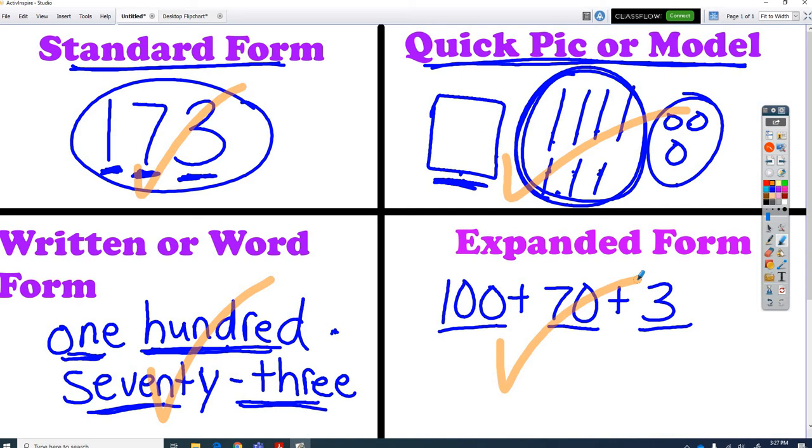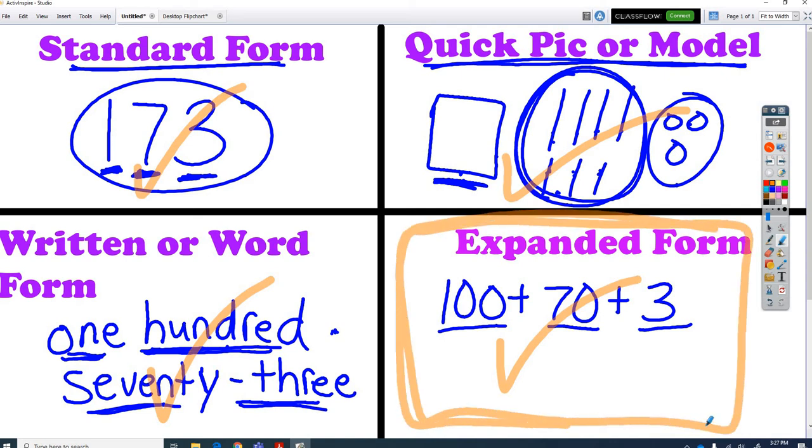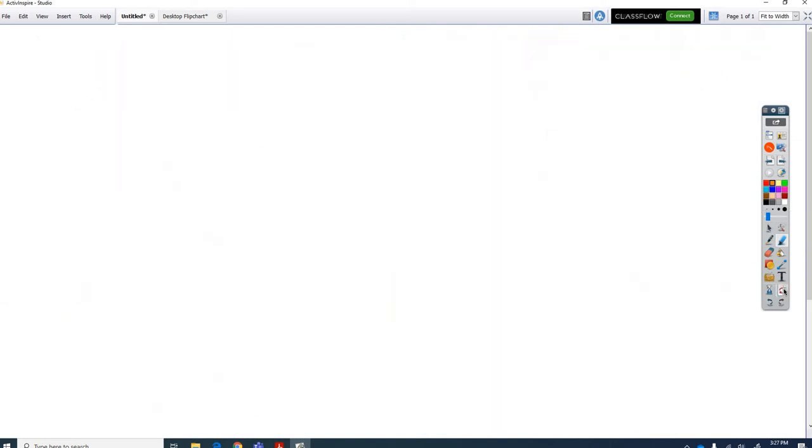So mostly we're going to be working on this way today. We're going to learn this new way of making a number with expanded form. So that's what we're mostly going to be practicing, since I think you're good with the rest of the ways. I'm going to go ahead and erase so I can start on a new fresh board.